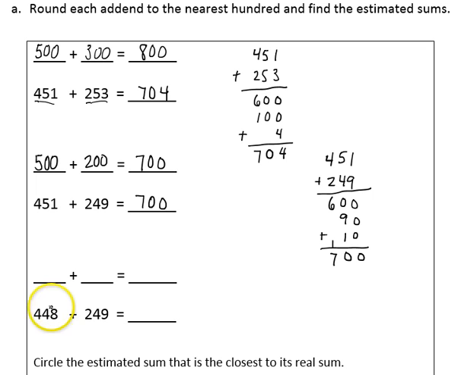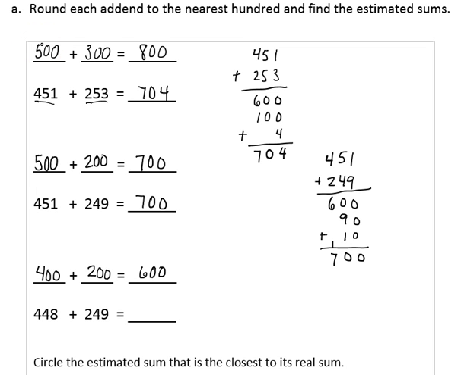And finally, we have 448 plus 249. 448 would round down to 400 because it falls between 400 and 500, which has a midpoint of 450. 448 is below the midpoint, so that rounds to 400. 249 falls between 200 and 300. The midpoint is 250. 249 falls below the midpoint, so that rounds down to 200. Add these numbers to get my estimated sum. 400 plus 200 is 600.